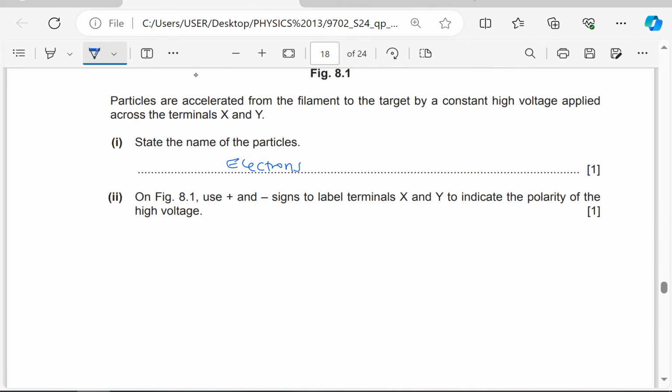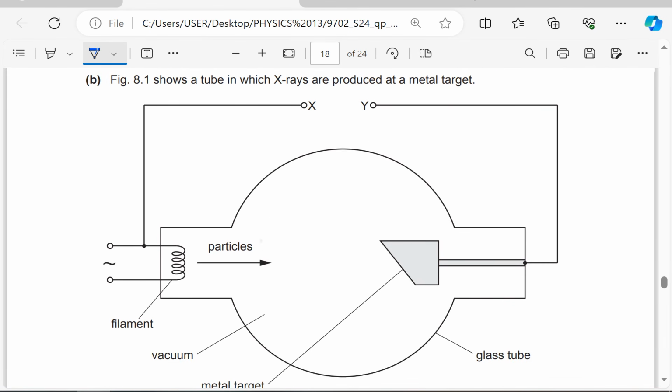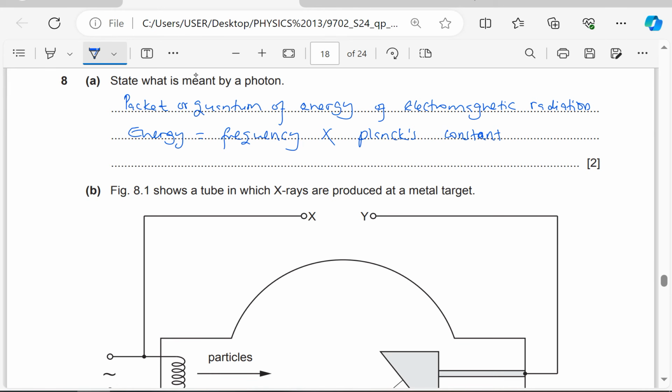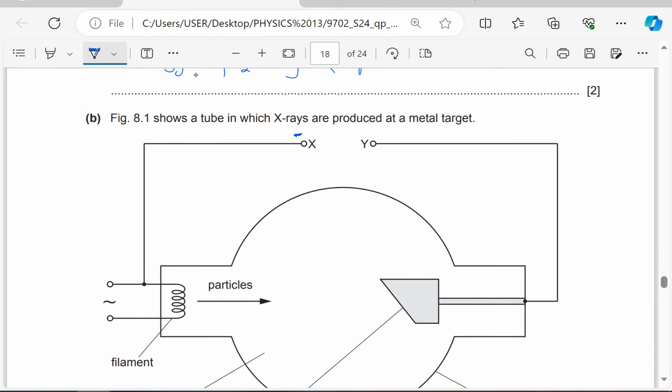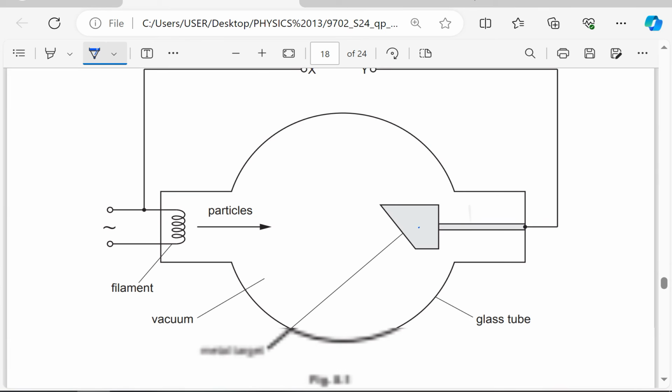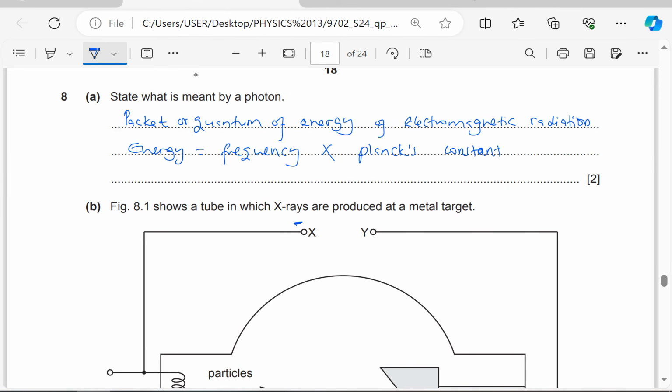Then on the figure 8.1, use plus and minus signs to label the terminals X and Y to indicate the polarity of the high voltage. Of course, the cathode is connected to the negative, so this must be minus. And the anode, the target anode, must be connected to the positive, so it is at a high positive potential, so this is plus.